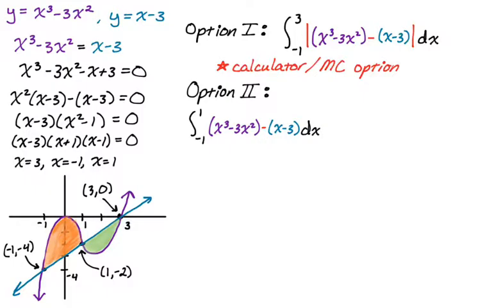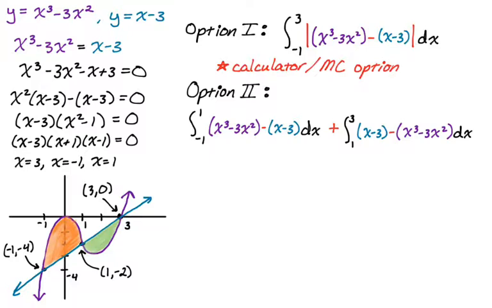And then to that, I'm going to add a second integral that goes from 1 to 3. So 1 is the first intersection, 3 is the second, of the linear is on top, so it's the linear, and then minus the cubic. And then all of that is with respect to x. Okay, so this is the option that I would choose to do by hand.